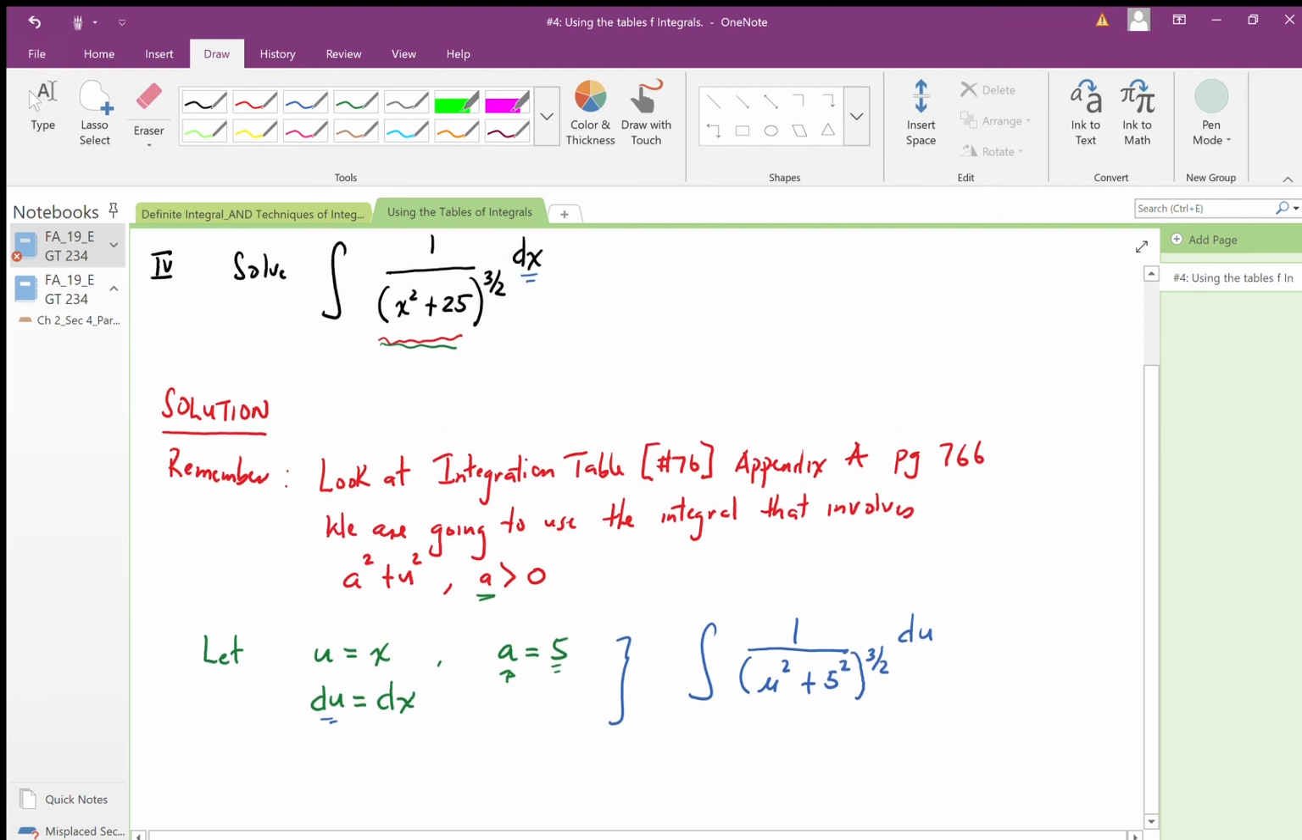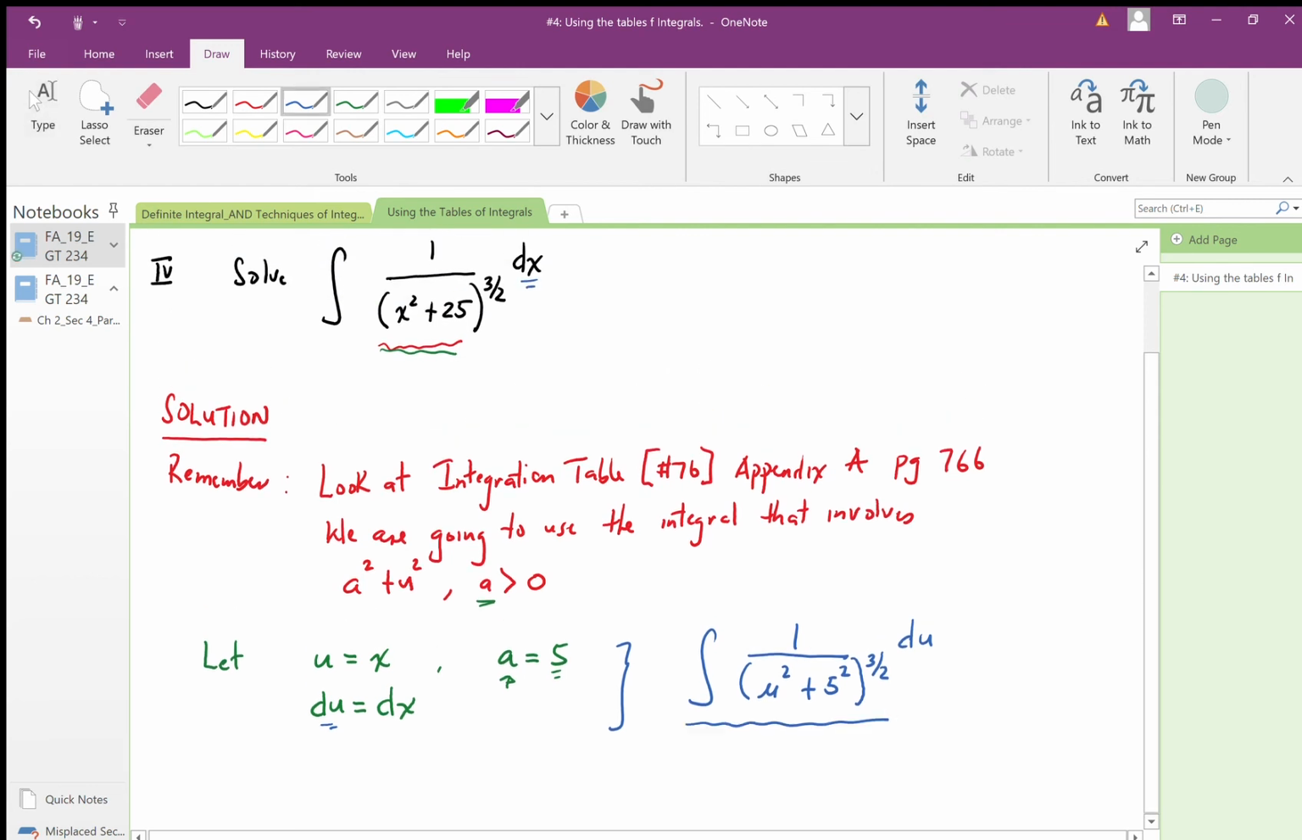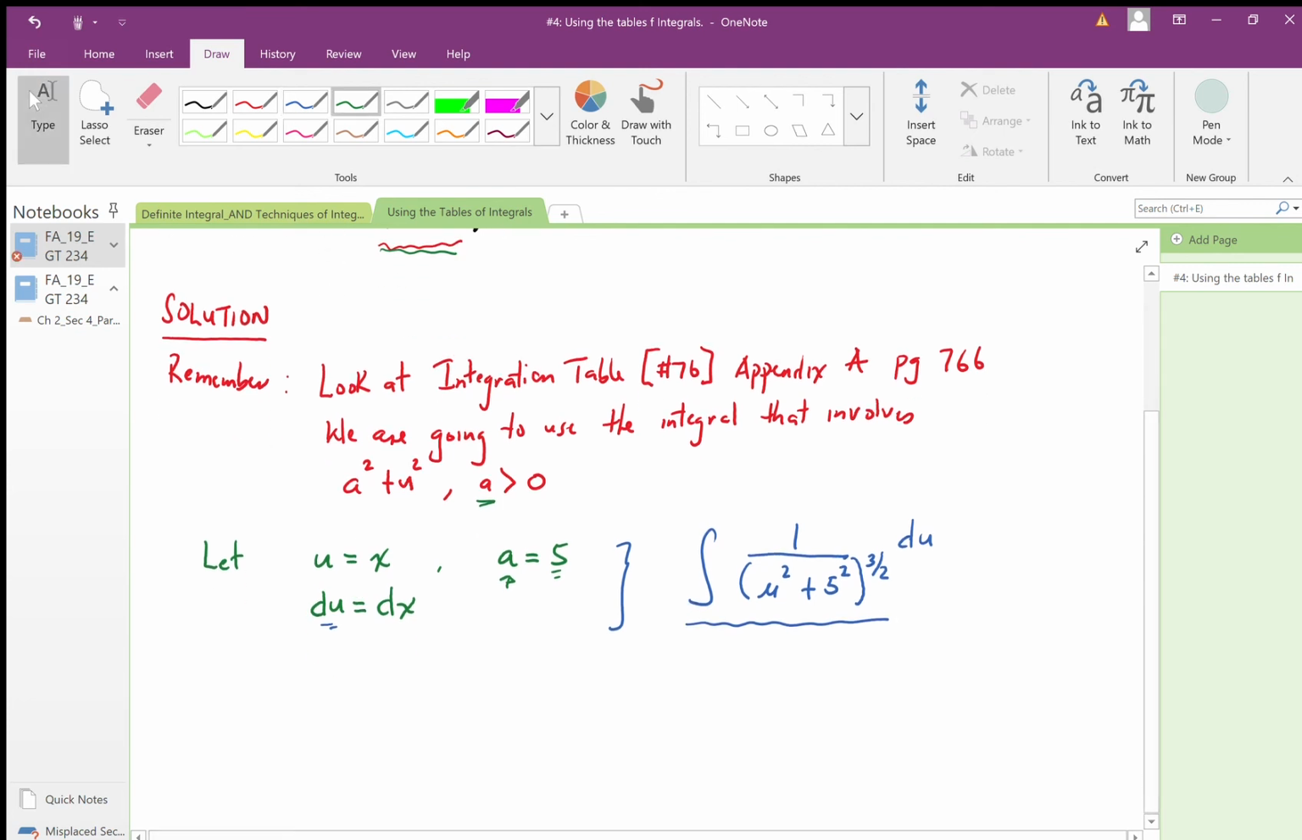So by transforming our integral to look like this, we can now use what's been given to us in the back of the table. And that tells us that if we have, for instance, the integral of du over a squared plus u squared raised to the power of 3 over 2, that gives us u divided by a squared and the square root of a squared plus u squared, plus c.